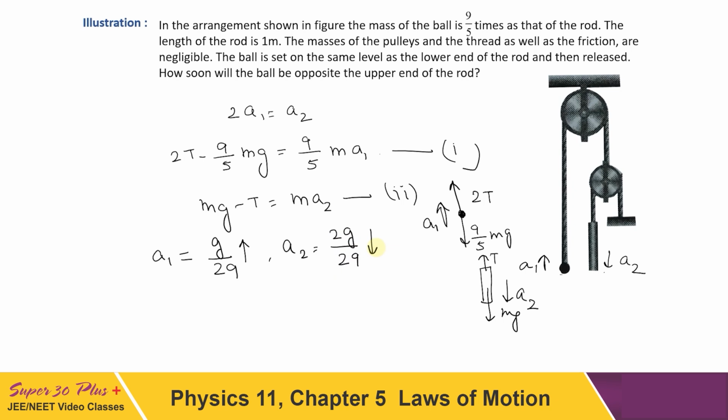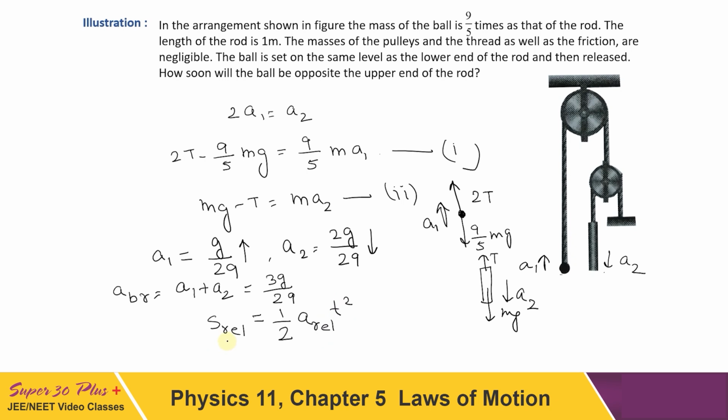Now we can write acceleration of ball with respect to rod, because relative to rod it is moving the distance that is equal to 1 meter. So it will be easy to solve if we write in relative terms. Here I am writing acceleration of ball with respect to rod. It has to be equal to a1 plus a2. Plus sign is here because a1 and a2 are in opposite direction. That will be equal to 3g upon 29. Now we can write for the displacement of ball, of course this is relative, so S relative can be written as half into a relative t square.